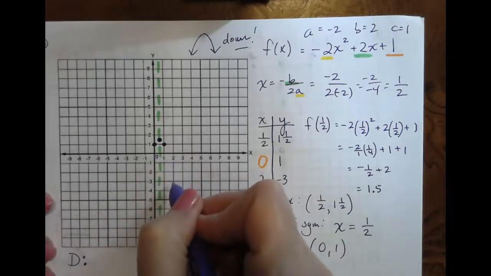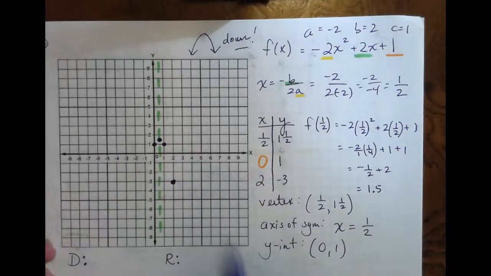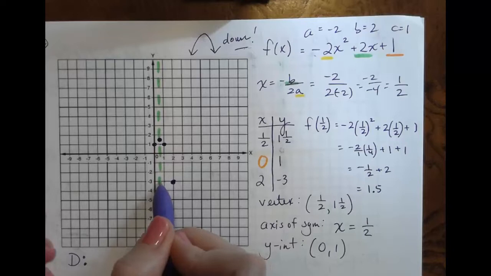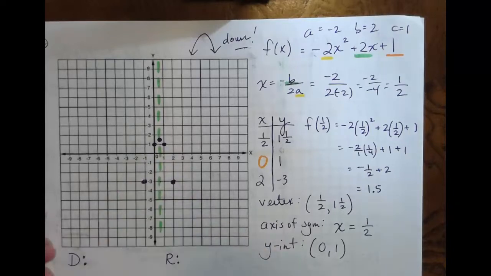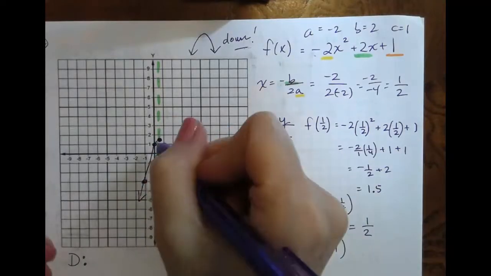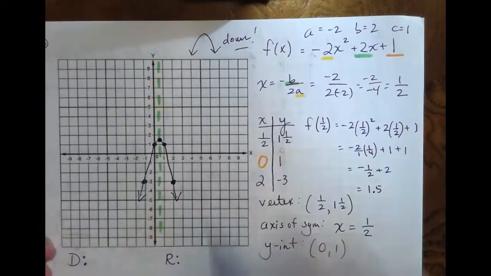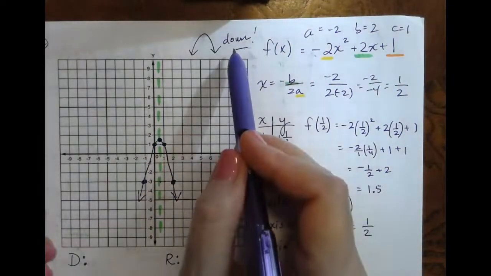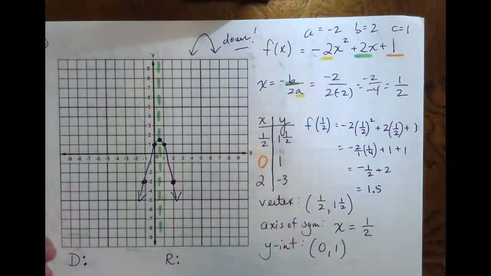Over 2, down 3. Use symmetry now. Over 1 and 1/2, over 1 and 1/2. 1, 2, 3, 4, 5. We've got 5 points. Now I can draw my parabola. That's what our parabola looks like. It's opening down because A is negative. Vertex at 1/2, 1 and 1/2. Axis of symmetry at x equals 1/2. The y-intercept at 0, 1.